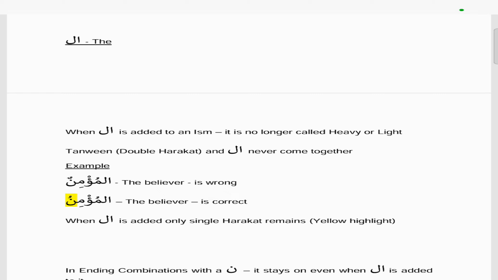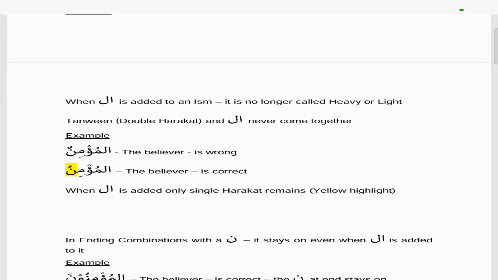In the example below, we've written al-mu'minun, the believer. This is wrong because there's an al on it and there's a double dammatain, two dammas on the last letter noon. You can't say al-mu'minun. There's no such thing. The correct way of saying it is al-mu'minu, because al can't come with a tanween. So you'd have to get rid of one of the dammas to make it al-mu'minu, which means the believer, and that's correct in Arabic grammar.